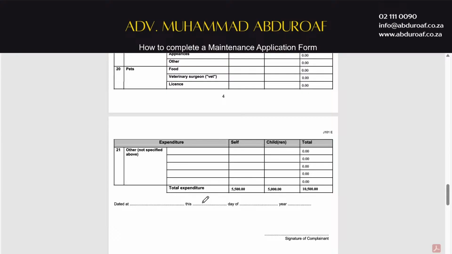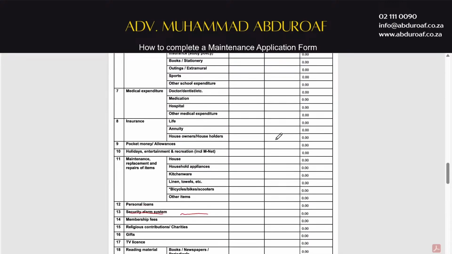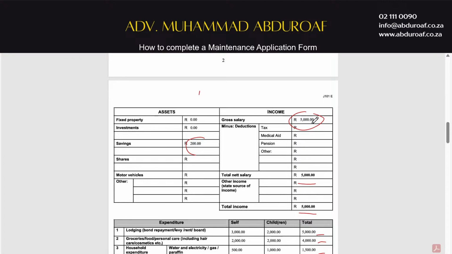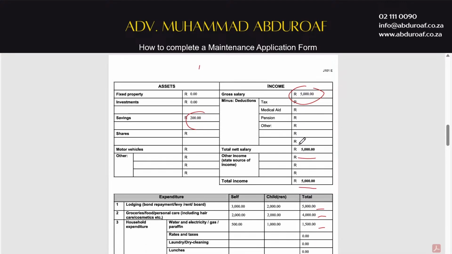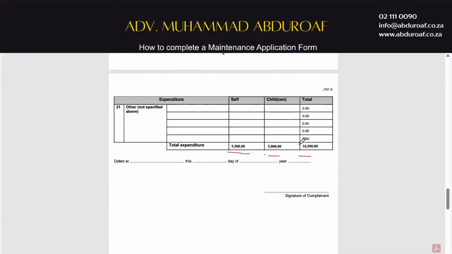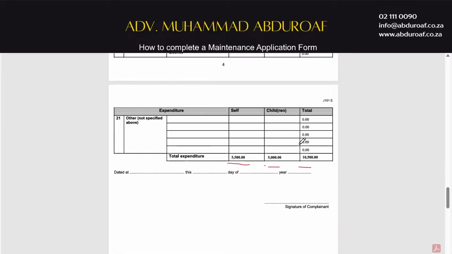What we have concluded is that the client, the person who completed this form, has expenditures for the month of 5,000 Rand for the children, and 5,500 per month for her. And the total expenditure of the household is 10,500 Rand per month. Once we go to the top again and see what her income is, it is 5,000 Rand per month. So she's obviously struggling here, and her expenses for herself are 5,500. So there's obviously a challenge here.